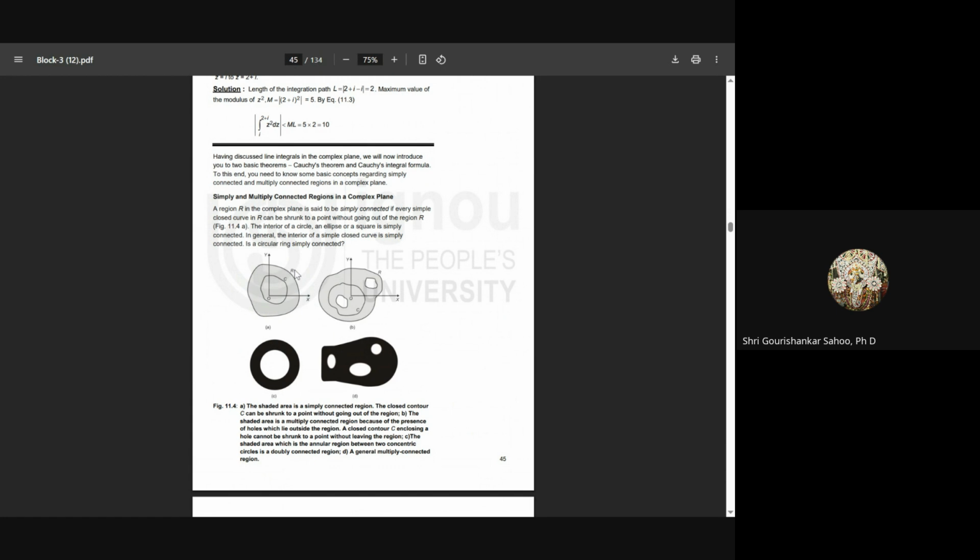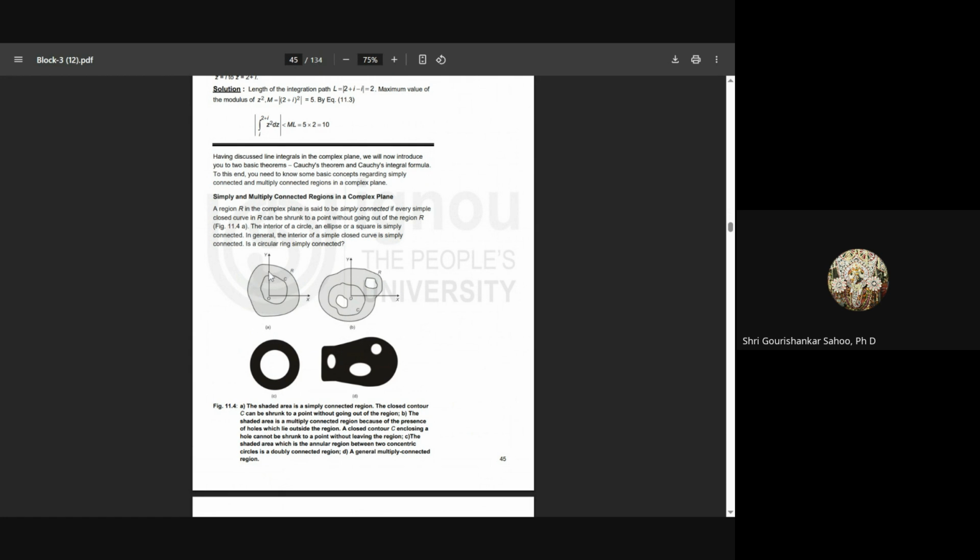So here, if we shrink it, then it can approach 0 without leaving the area. But here you can see, if you shrink it, then at this point, it is not in the R. Here also, it will not be in the R. So it is a multiply connected region. This is a simply connected region. This is a multiply connected region. For a simply connected region, you have no problem.